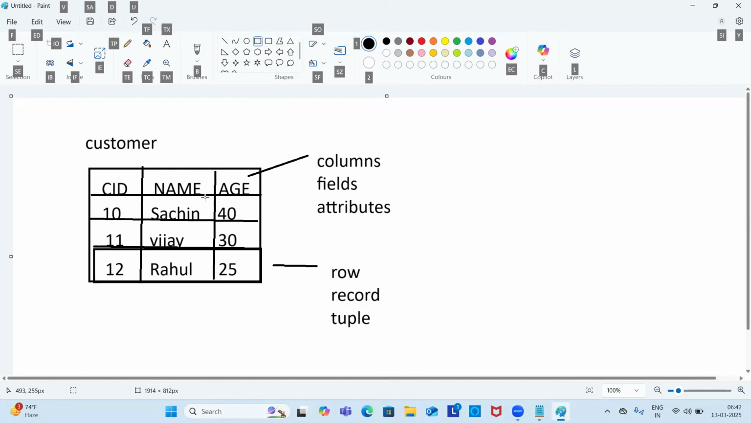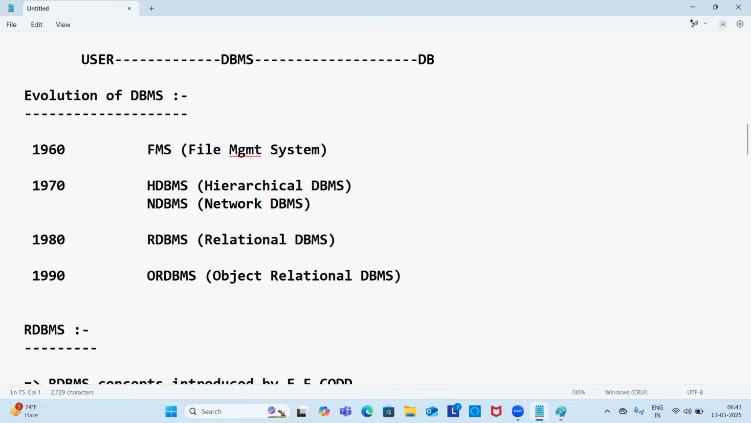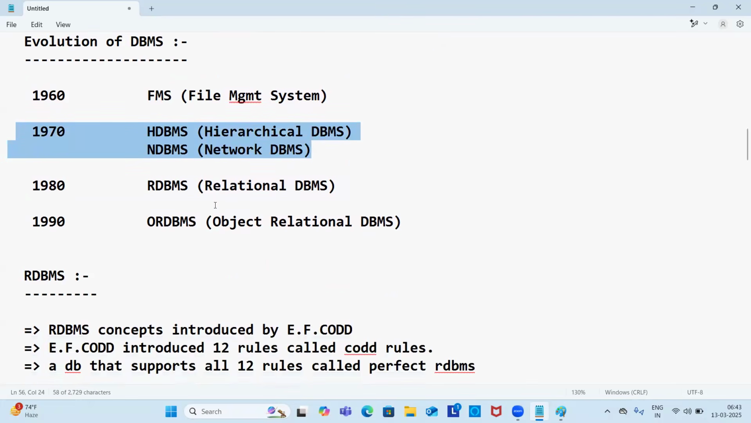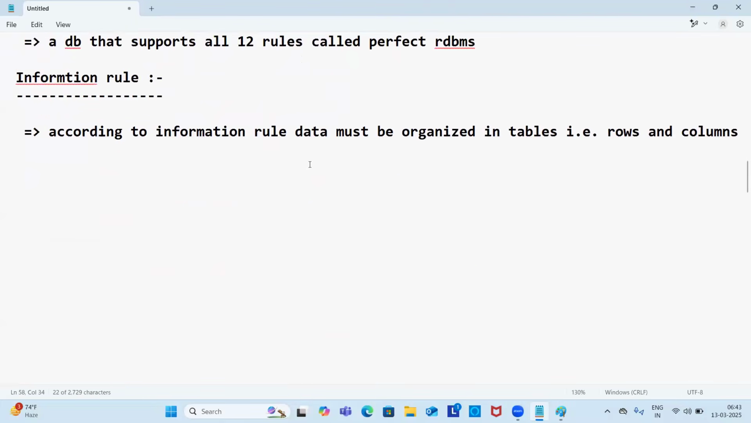When you store the data in the form of tables, a table is a simple structure. When the structure is simple, working with the database is also simple. But in these other systems, the structures are complex. When the structures are complex, working with the database is also complex and difficult. So that is the reason, once RDBMS was introduced, RDBMS became famous. Most of the companies started using RDBMS.